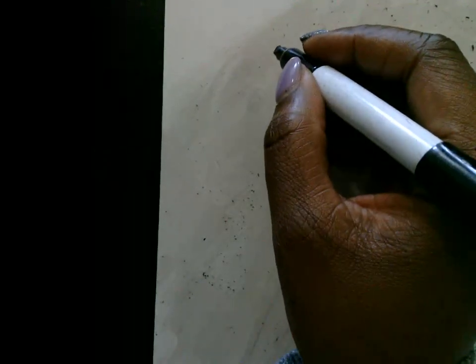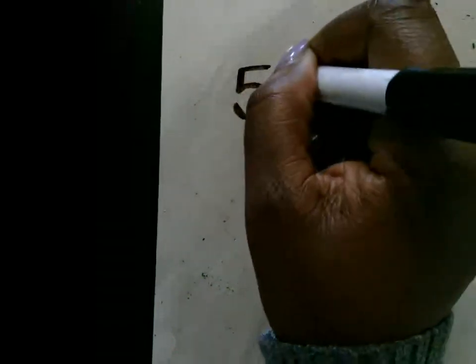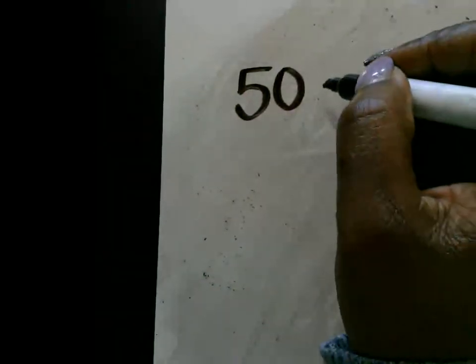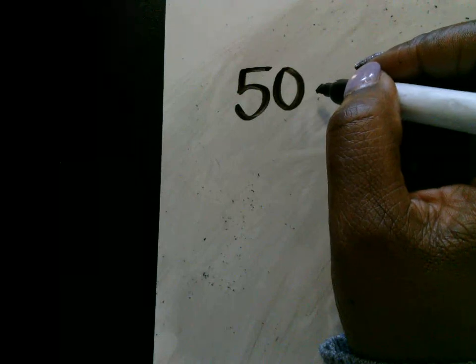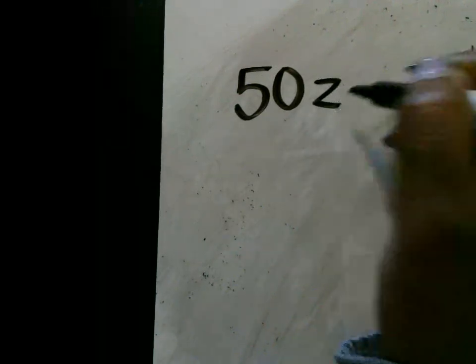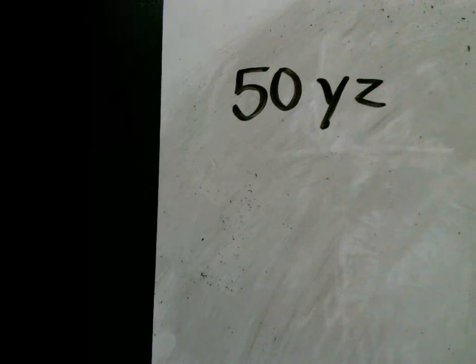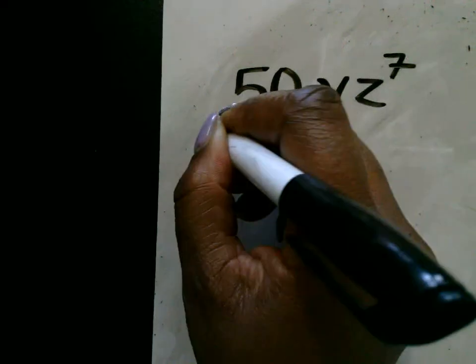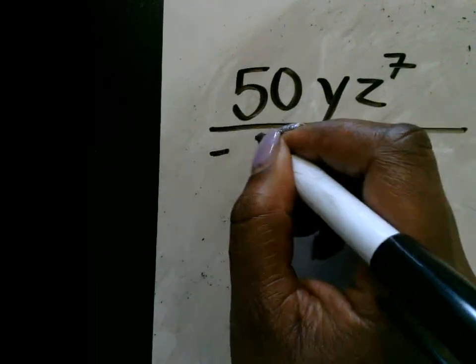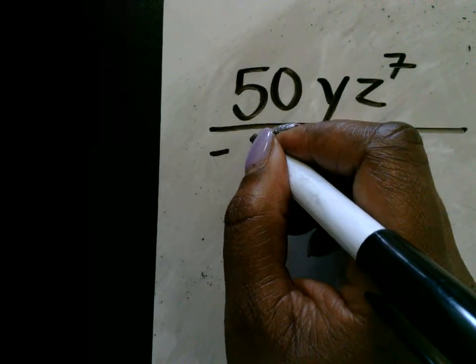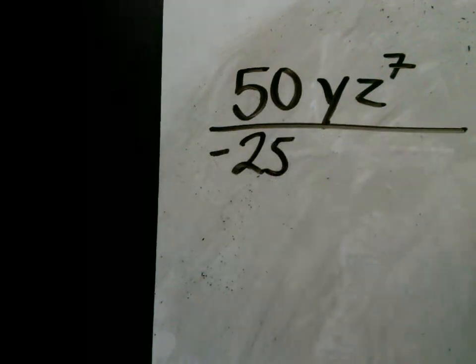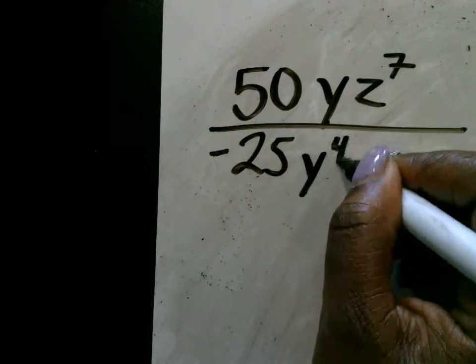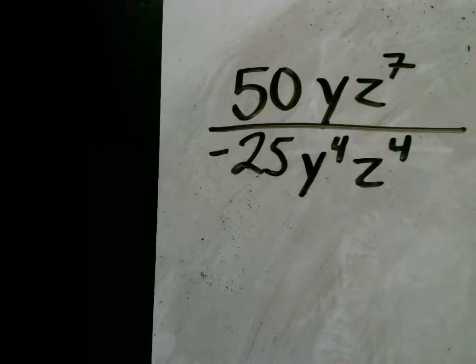All right, so we're going to try this one. We have 50. Let's do a different letter. Somebody give me a letter. Z. All right, so we got Z. I'm going to do YZ. It has to be in ABC order. So let's do YZ, okay? Let's make the Z to the 7th power, and let's do a negative 25, okay? Let's do Y to the 4th, Z to the 4th, okay?